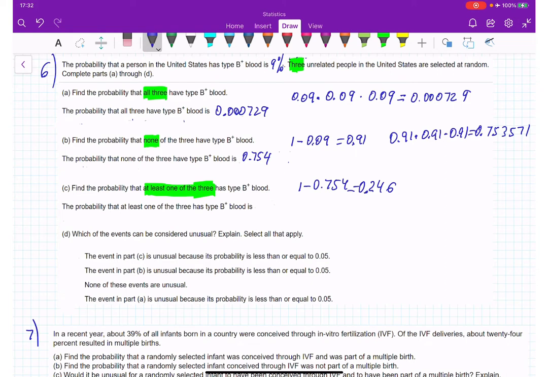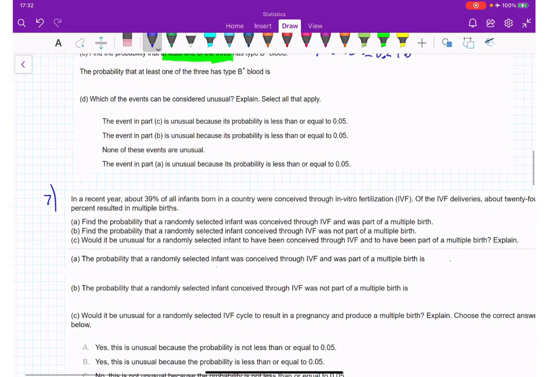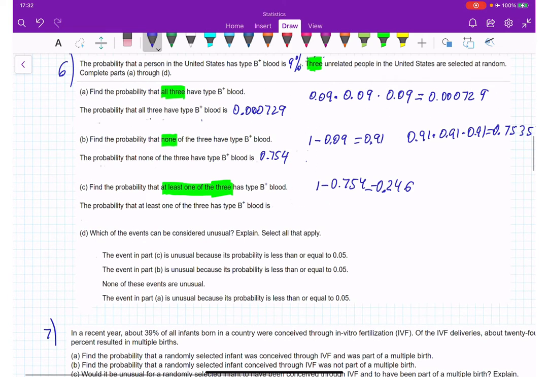All right. And question number D, which of the events can be considered unusual? It's the one that's in A, 0.000729. Here it is, because it's less than 0.05, let's say 5%, it's falling into the unusual case.